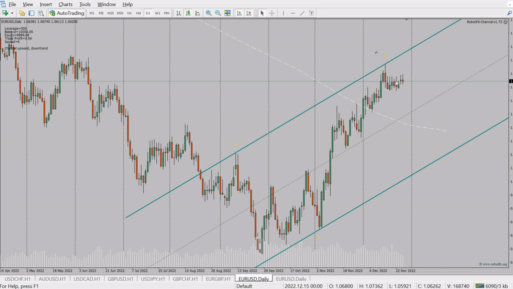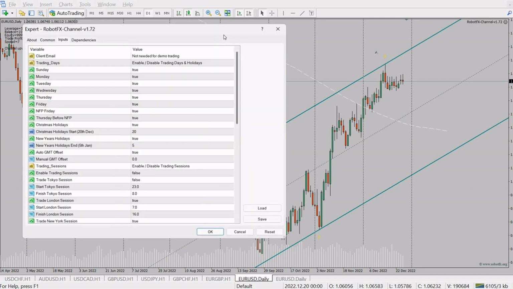And as I was saying, I want to explain the settings and you will see why using this Expert Advisor can be better than trading with the Price Channel manually. It will not only save you time, but it also has some extra features that traders will need and they usually use.